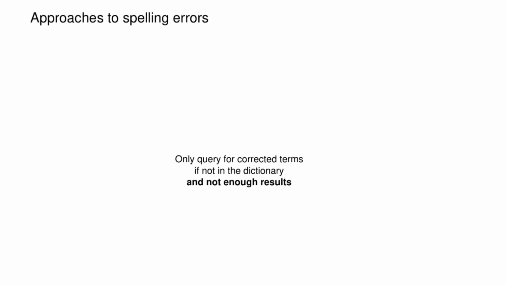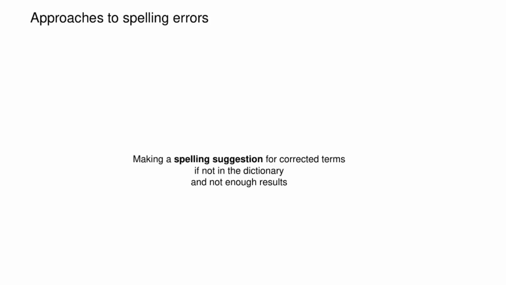Or you can correct if they are not in the dictionary and there are not enough results, because it might be that the word is out there on the internet, even though it's not in the dictionary. Maybe because you didn't index all words, or those that are very rare, you didn't bother, I don't know. So you do it if there's not enough results. Or you are super conservative. You don't even want to correct anything. You just make a "did you mean" kind of message to the user, and the user can choose if they want to take the spelling correction.